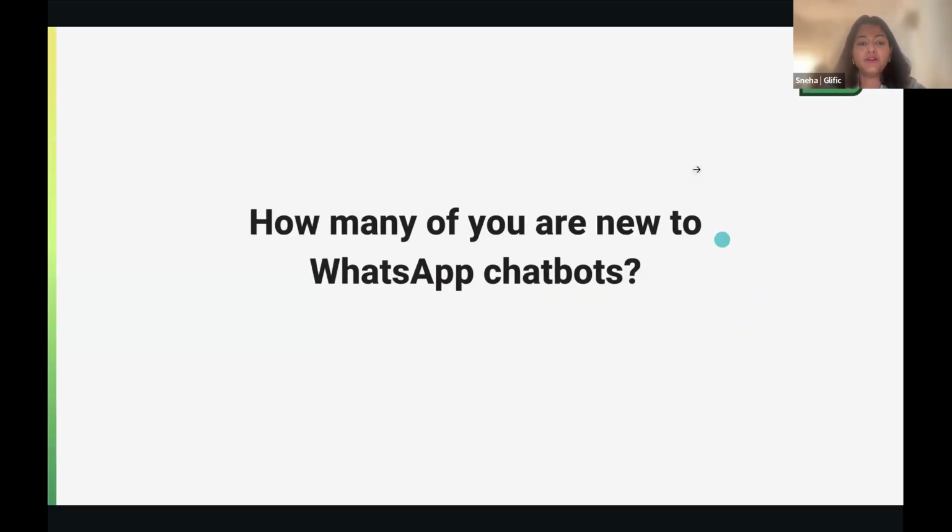I just wanted to ask from the audience today, how many of you are new to WhatsApp chatbot? If you can just type in the chat window, yes, if you are new, that would be great. Okay, I can see some yeses.